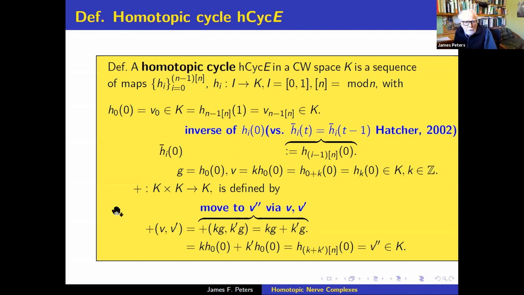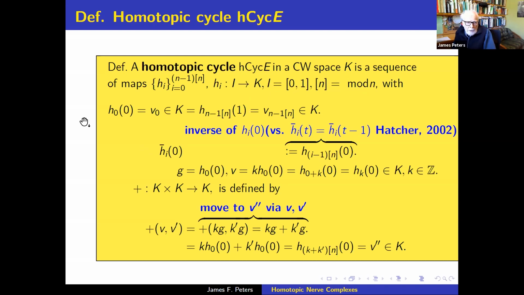What we have with a homotopic cycle is a collection of homotopic maps with indices from 0 to n minus 1 mod n, where n is the total number of vertices in the cycle. Each homotopic map is a continuous mapping from the unit interval to the CW space K. The square bracket n is a very convenient shorthand for mod n, and I'll do all my work on the indices.